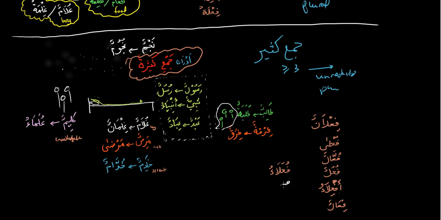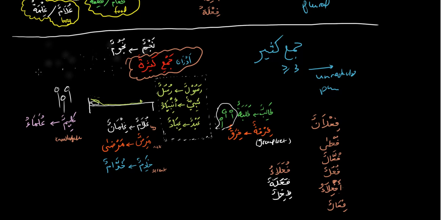So this is fa'alatun. Talibun, talabatun. And these students were just a small group or sect of the students. You can see they're a small sect. Firqatun, firaqun. Fi'alun. Okay, so that's firqatun, firaqun.